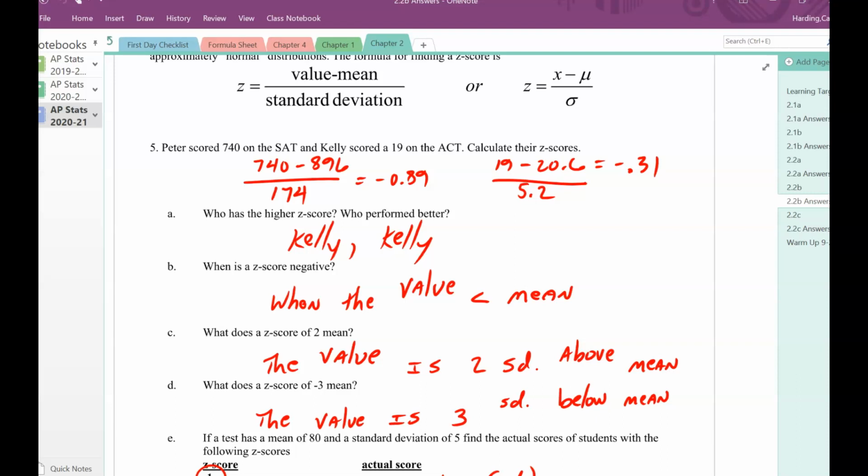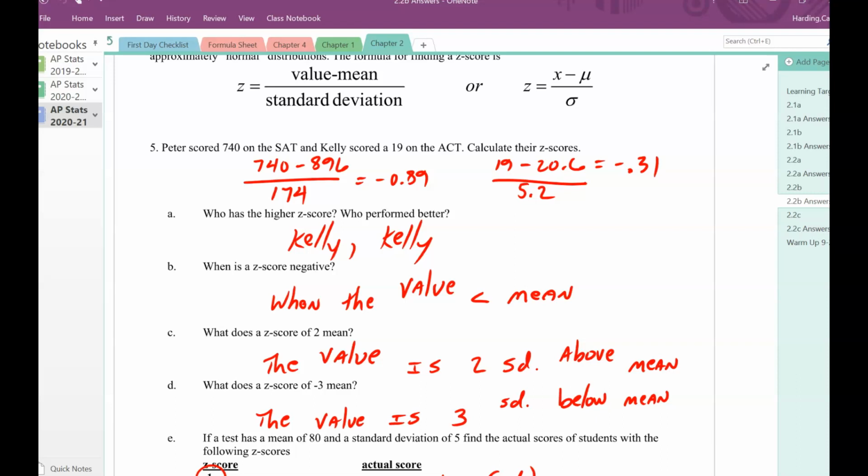What would a z-score of 2 mean? 2 standard deviations above the mean. A negative 3 would be 3 standard deviations below the mean. Be sure that you're talking about these values in terms of standard deviation as opposed to saying points or percentages or some other language. It's specifically the number of standard deviations above or below the mean.